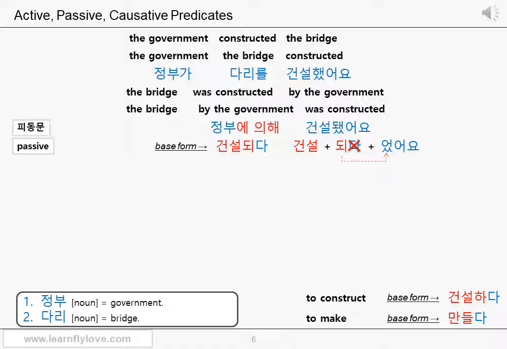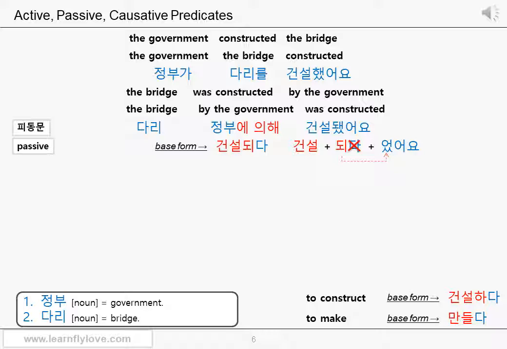By the government. 정부에 의해. Can we use the particle 에게 instead then? No, you cannot. Then can we use the particle 에게 if the bridge was constructed by me, 저, a person? No, you cannot. Because the passive verb 건설되다 goes only with 에 의해. Therefore, you can say that it's more related to what passive verb is used than who performs the action. Okay? By the government. 정부에 의해. By me. 저에 의해.